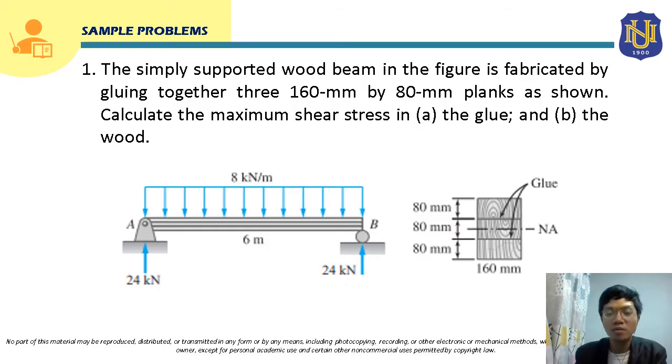Okay, so for sample problem number 1, the simply supported wood beam in the figure is fabricated by gluing together 3 160 mm by 80 mm planks as shown. Calculate the maximum shear stress in, the first one is at the glue. So, dito yon yung glued portion natin. Dito ginlu yung wood beams natin. And the maximum shear stress in the wood mismo, doon sa kabuuan nung wood beam natin.